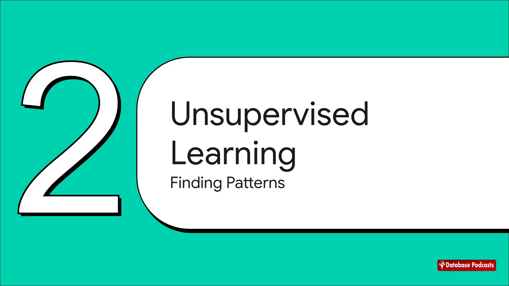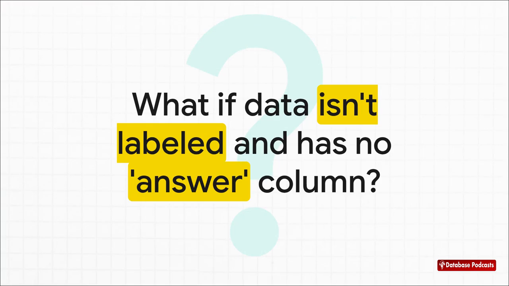Okay, so supervised learning is fantastic, right? But it has this one big dependency. You need that neatly labeled data, that answer key. So what happens when you don't have one? What if the data is just, well, a huge, unlabeled pile? Let's jump back to our database example for a second. What if you just have a massive table of data, but there's no special answer column you're trying to figure out? What on earth can a machine learn from that?